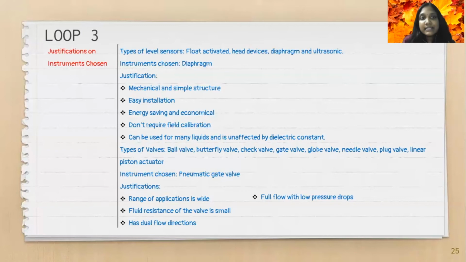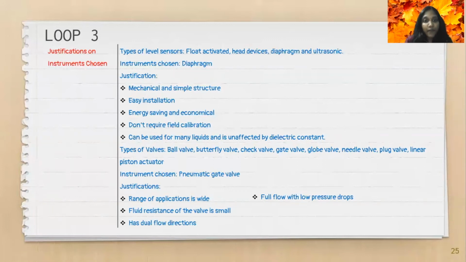Now let's see the justification on instrument chosen for loop 3. There are many types of level sensors: float activated head devices, diaphragm and ultrasonic. Among the sensors, we have chosen diaphragm because it has a mechanical and simple structure. It is easy to install. It is energy saving and economical. It doesn't require field calibration, and it can be used for many liquids and is unaffected by dielectric constant.